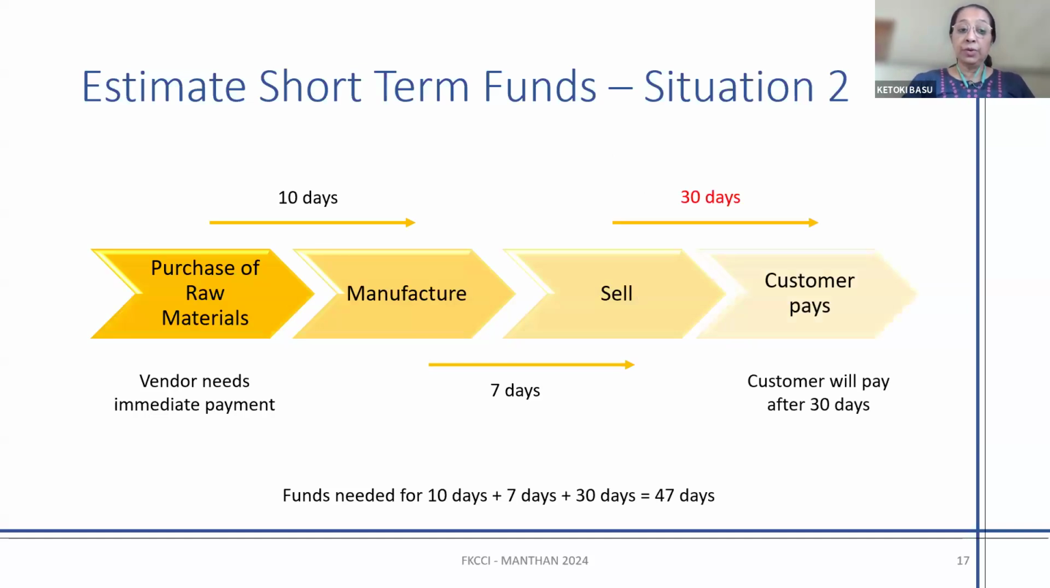Let's come to a situation where your vendor wants the money to be paid immediately. Like in the previous case, your vendor has not given you extra time to pay. So you have 10 days in which your raw material is converted into finished product, another 7 days to sell. And the customer says he will pay only after 30 days. In which case, your 17 days of funds needed now becomes 47 days, because you need another 30 days of money.